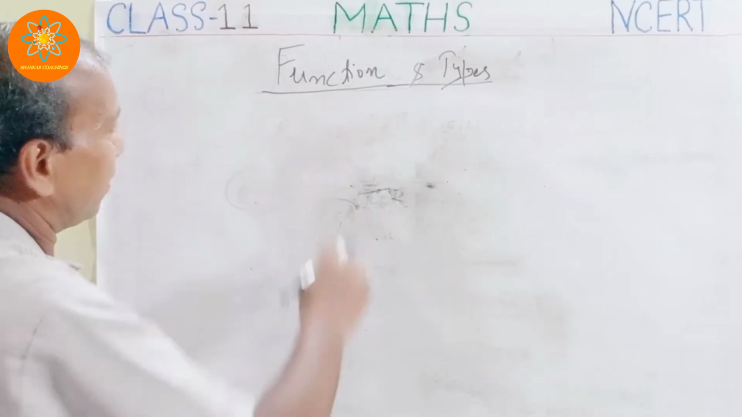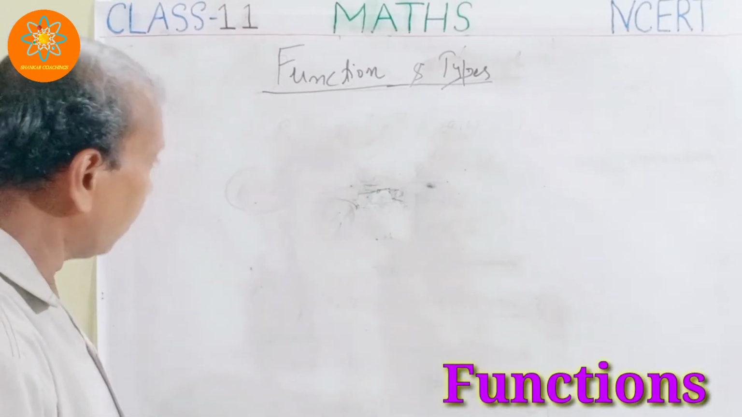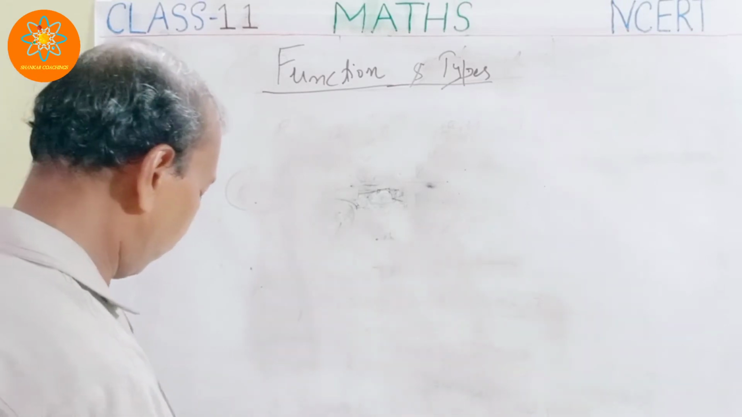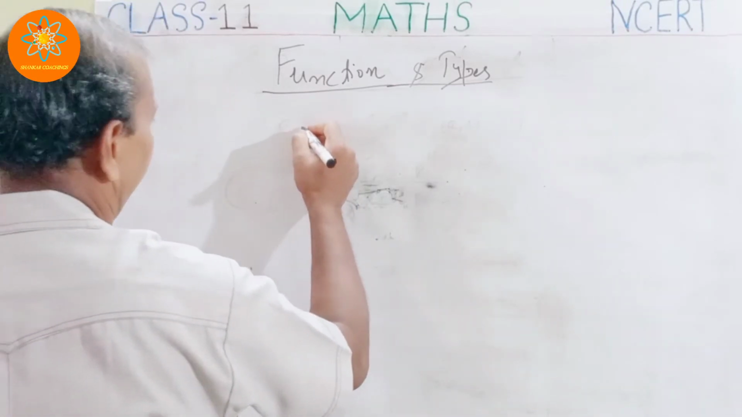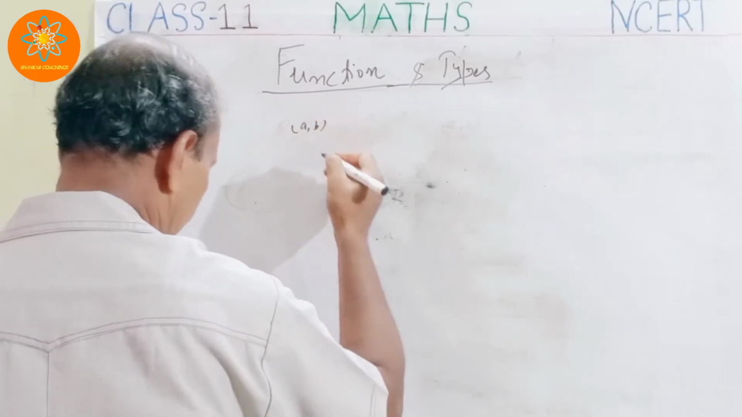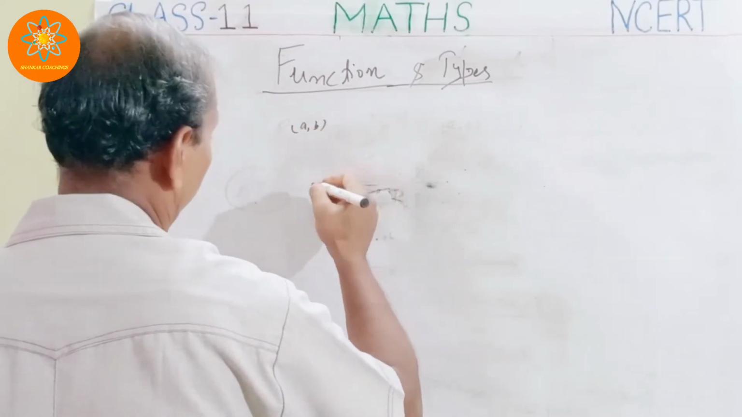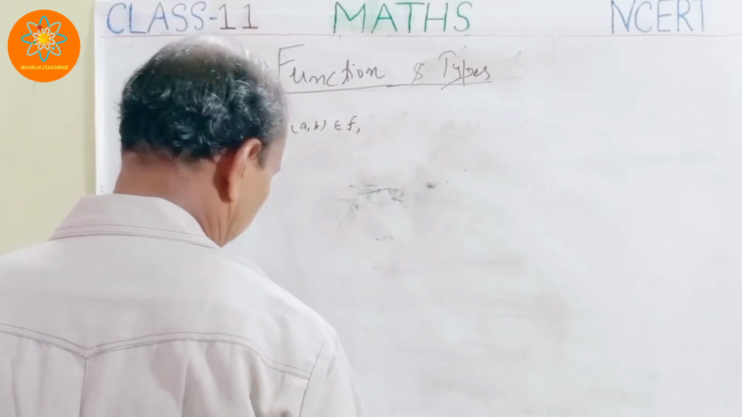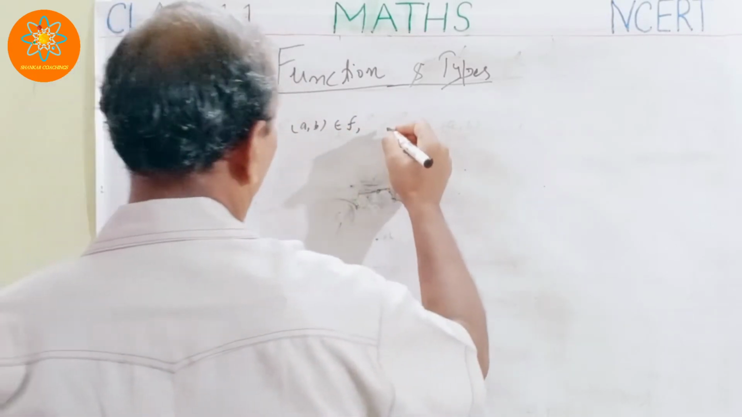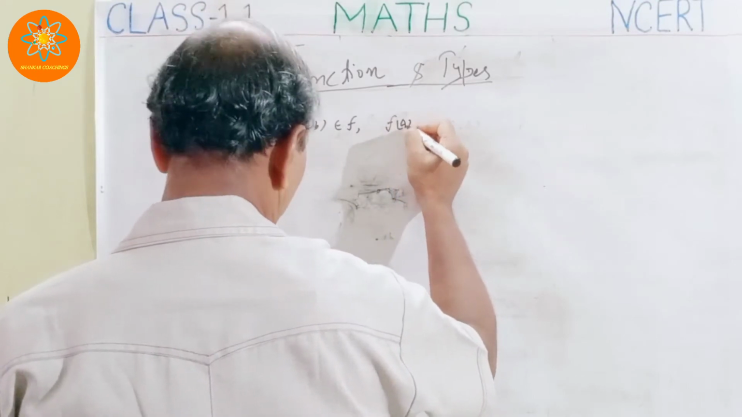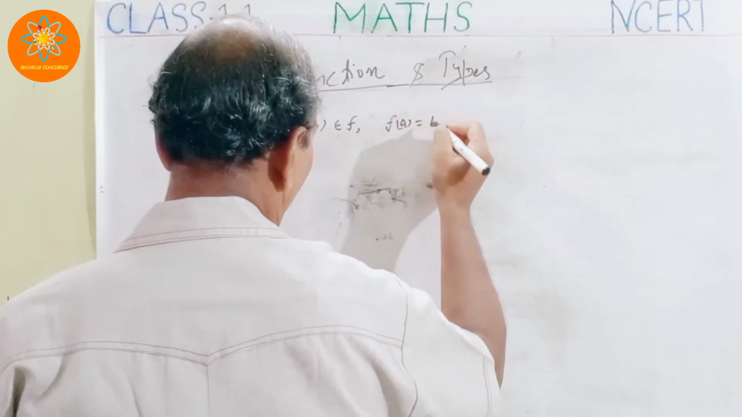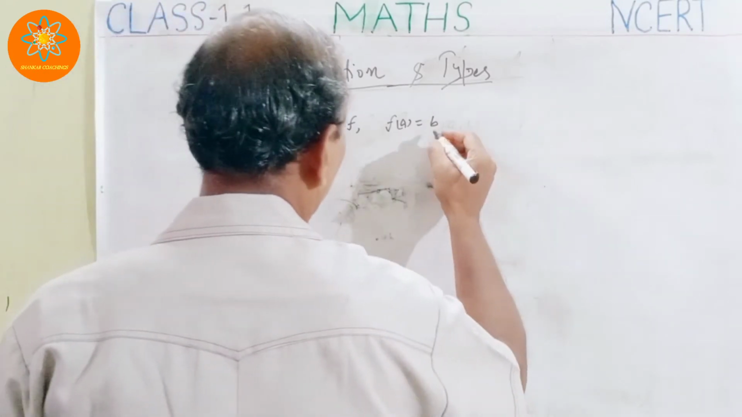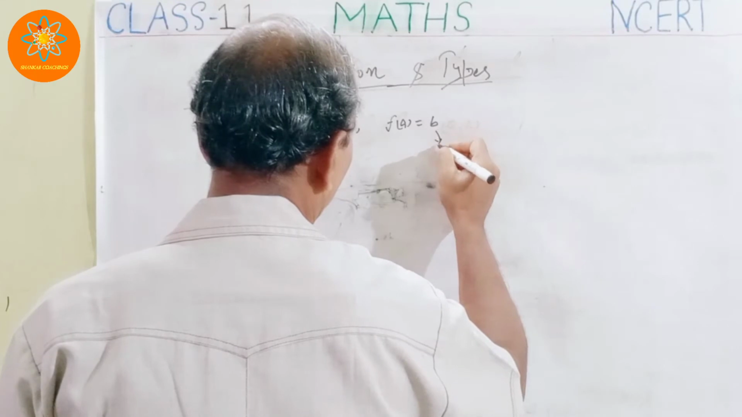Let's see the function and types. First of all, we define what a function is. Suppose a function from A to B is there, and this ordered pair (A, B) is a member of the function f, where f(a) is equal to b, and b is called the image.